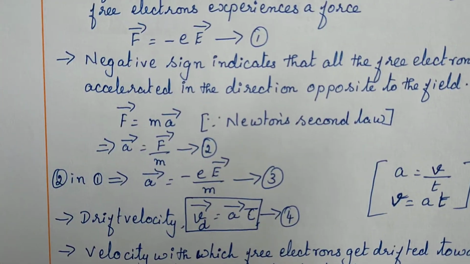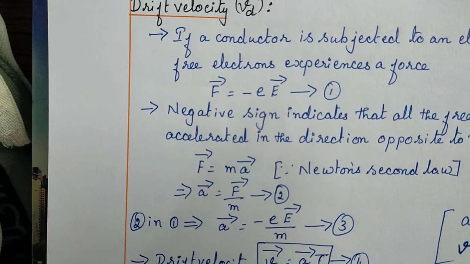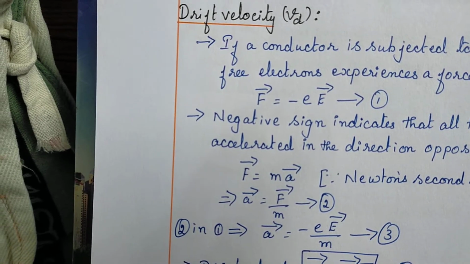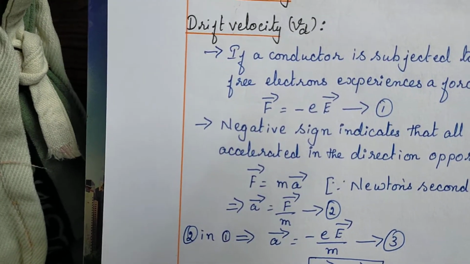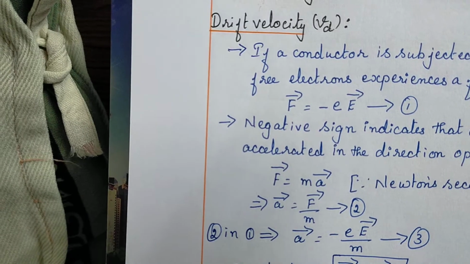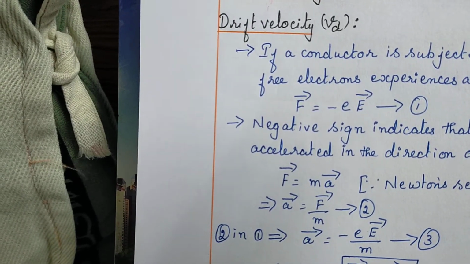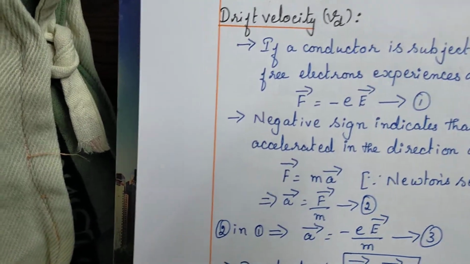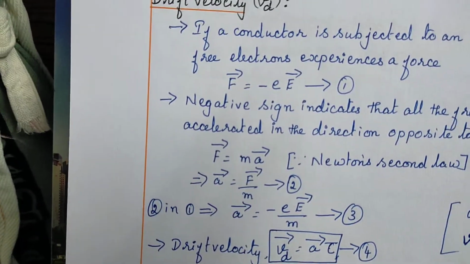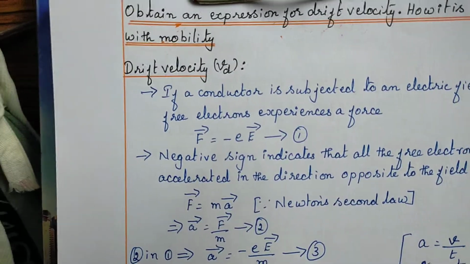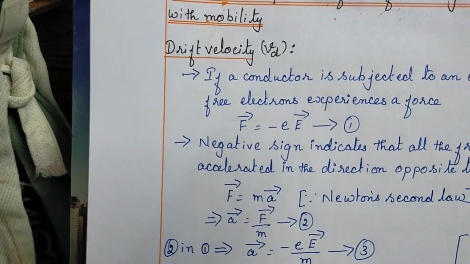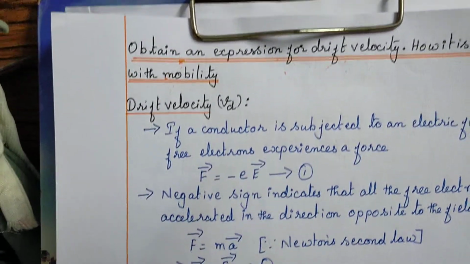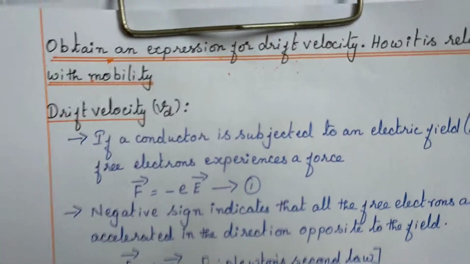And what are these free electrons? When we consider any material, it is made up of neutral atoms with an equal number of electrons and protons. The electrons in the outermost orbit leave the atoms and become free electrons, and they are responsible for the current. So the electrons which are responsible for the flow of electric current, we call free electrons. Now we will see the expression for drift velocity.